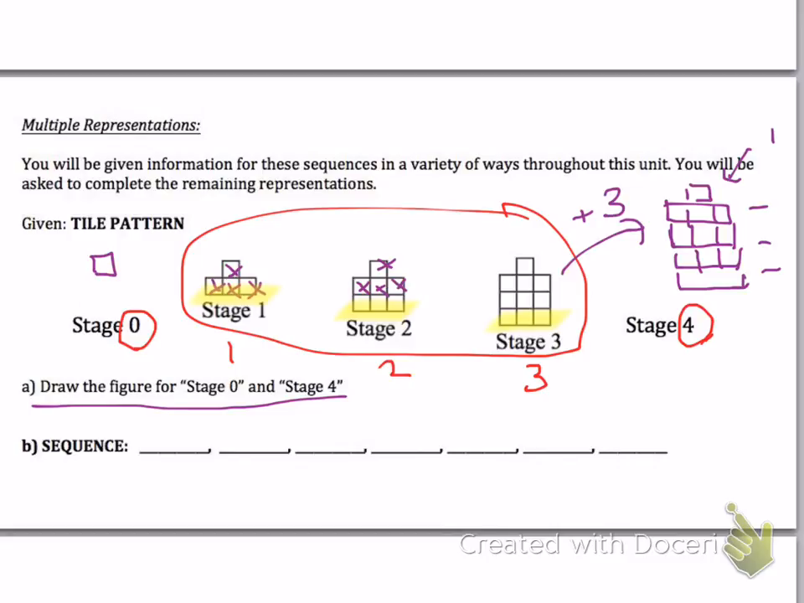Then I'm going to add another row. So this is the new row. So stage 4 has 3, 6, 9, 12, 13 tiles in it. Going back to stage 0, we have 1 tile.